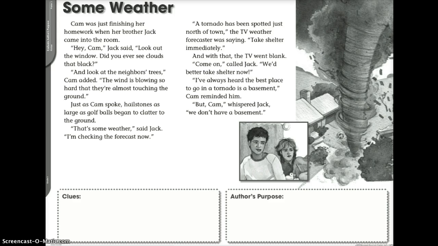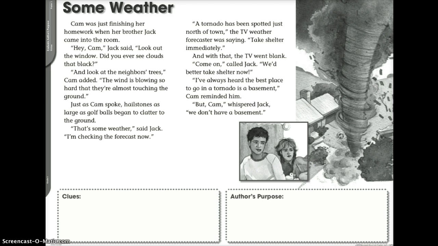So, Cam was just finishing her homework when her brother Jack came into the room. This story is about a brother and a sister at home. They see stormy weather outside, and then they find out a tornado is nearby. They know they have to take shelter right away. I've read stories like this in which there is danger for the characters, and they have to act fast to save themselves. These stories are very suspenseful and exciting to read.